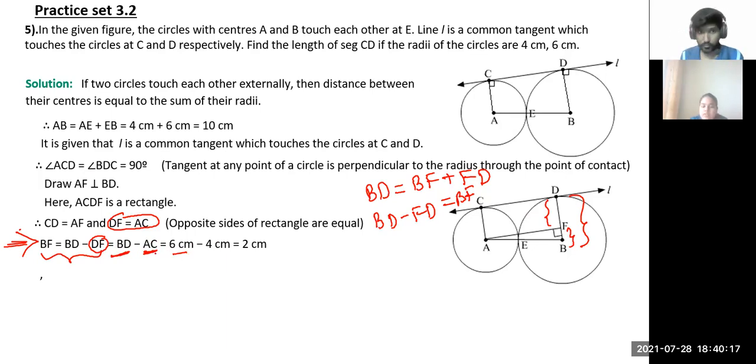But how is ABCD a rectangle? It's not a rectangle. No, it is a rectangle.